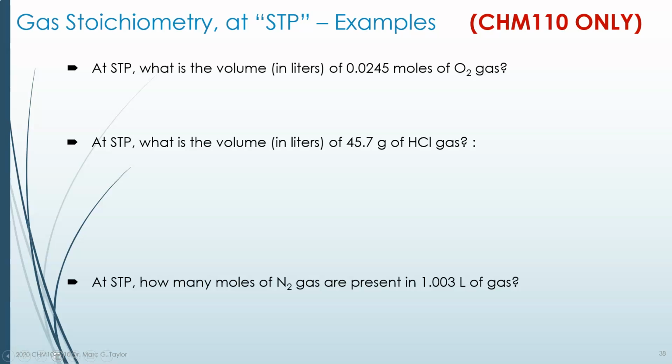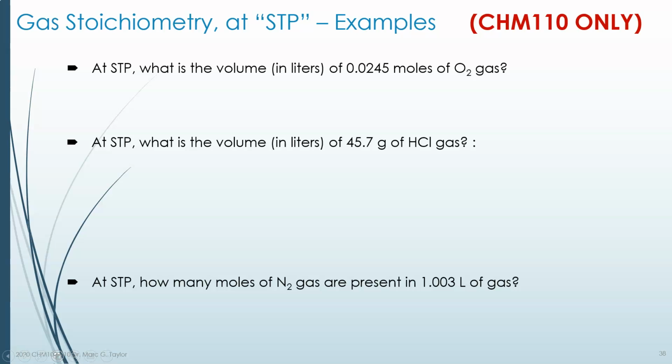So how do we use this in problems? Well, here are several simplified problems where you've got a certain amount of gas and you're determining the volume, or a certain amount of volume, and you're determining how much gas you have. So in the first problem, at STP, what is the volume in liters of 0.0245 moles of oxygen gas?